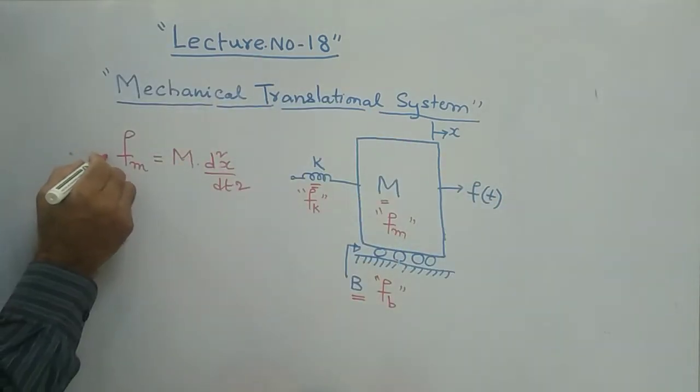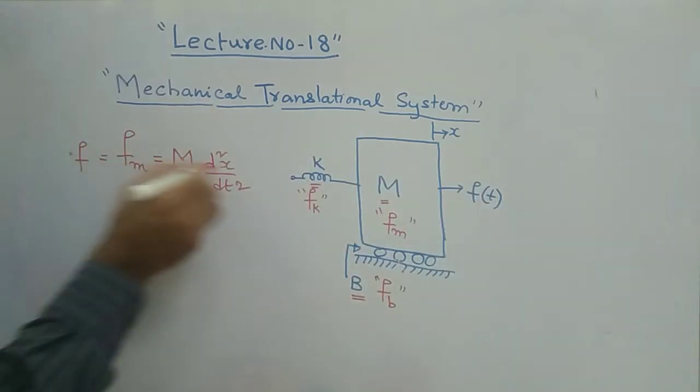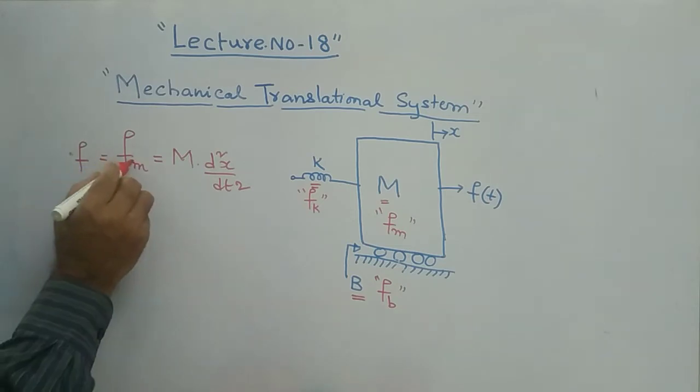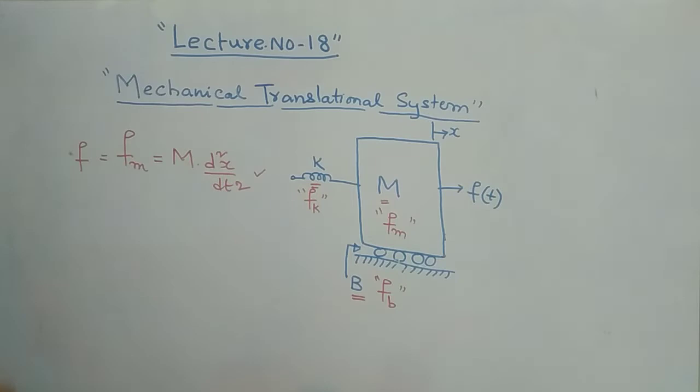However, this Fm is equal to F only. This is what we have seen in the last lecture. This is the force opposed by the mass element. This is m into d square x by dt square.